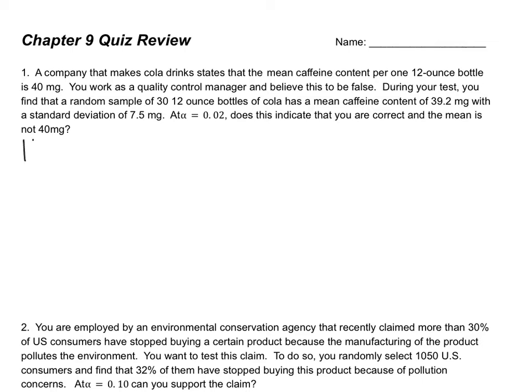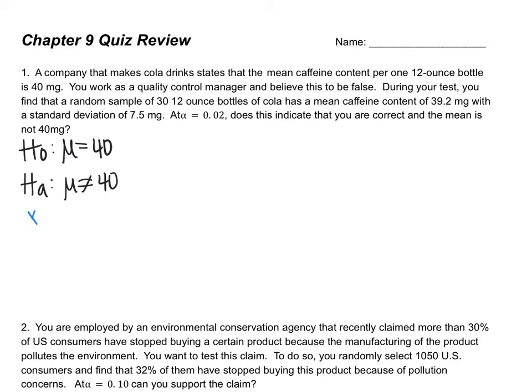So we're going to start with our hypotheses. So our null hypothesis is that the mean is 40, and the alternative, because you believe it's not, is does not equal 40. We go through our checklist to make sure that we can run a hypothesis test. It is random. It is independent, and we have a sample size of 30, which means it is normal. So we can go ahead and perform our test.